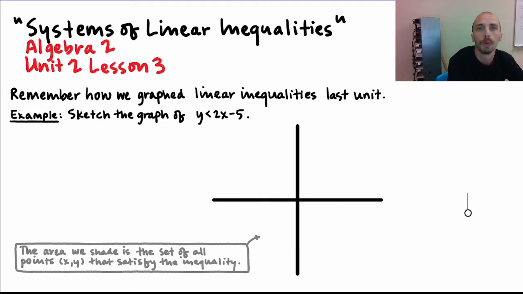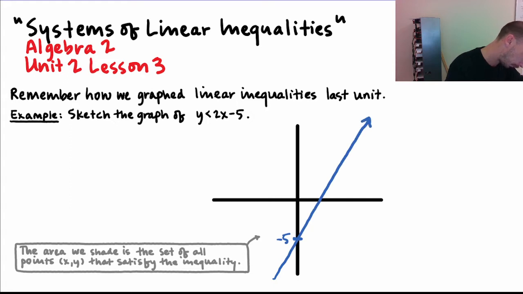First, I'm going to remind you about how we graphed our linear inequalities last unit. I think that was unit 1, lesson 4, something like that. So we're going to sketch the graph of y is greater than 2x minus 5. We'd start off with the graph of y equals 2x minus 5, and we would graph that. And then we know that because y is less, I don't know if I said greater earlier, but y is less, we're going to shade the area where y is less, which is below. But because it's strictly less, we needed to have a dotted line.